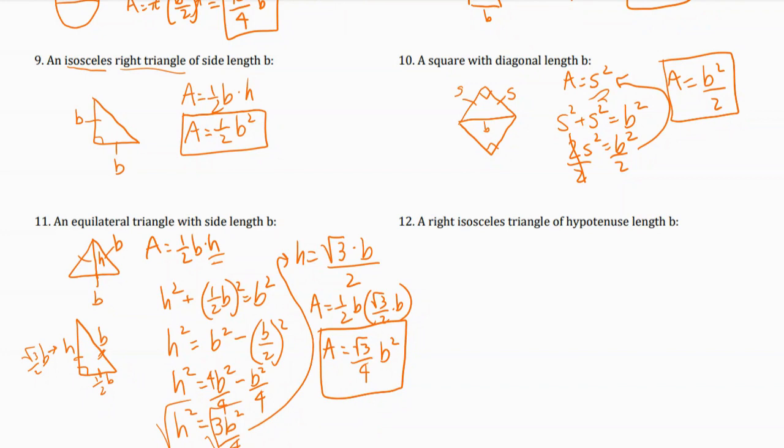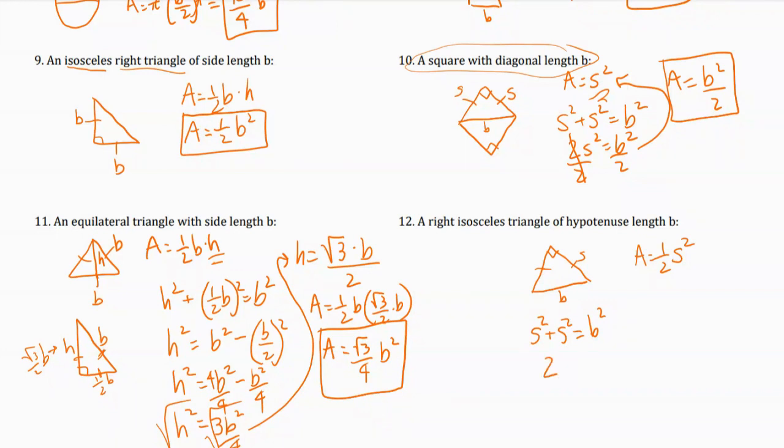All right, and then a right isosceles triangle of hypotenuse length b. So what are these two sides? Well, let's call them S. The area of a triangle is 1/2 base times height, which in this case would be s squared. Then I can use the Pythagorean theorem, s squared plus s squared. We already did something very similar to this, because a right isosceles triangle with hypotenuse length b is half of the square with diagonal b.